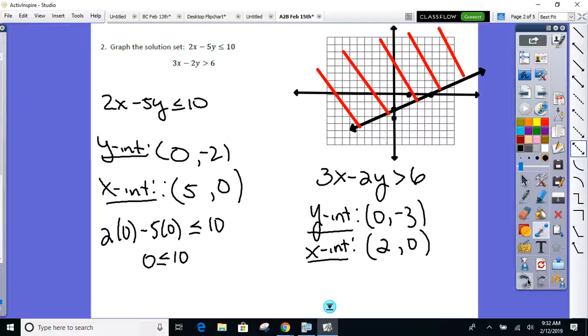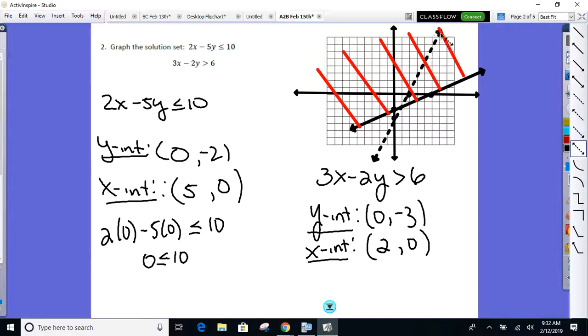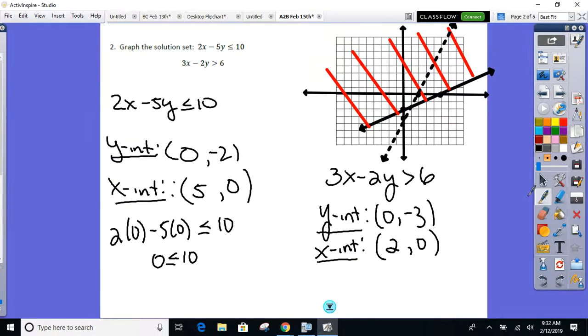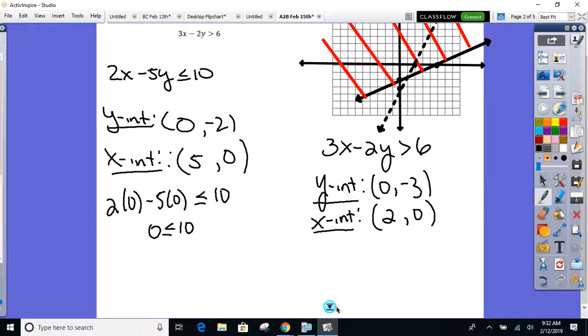Come on, one job. There we go. All right, test 0, 0. What do you got here? Is 0 greater than 6? When you plugged in 0, 0, is 0 greater than 6? No, so you want to shade away from it in a different color now.